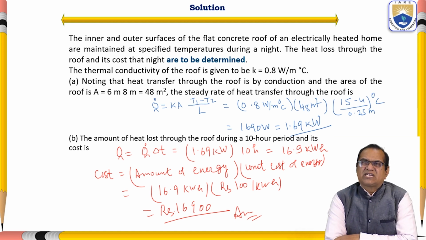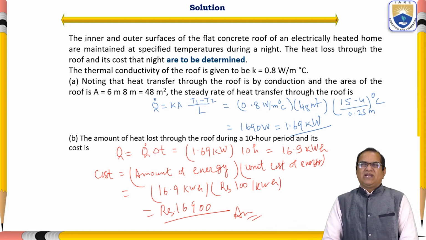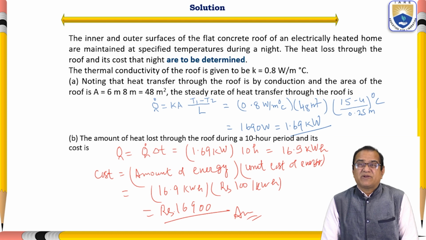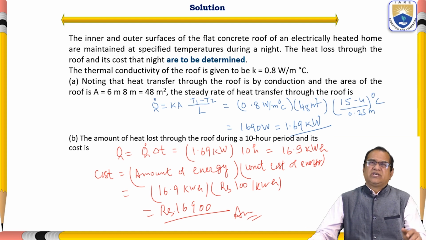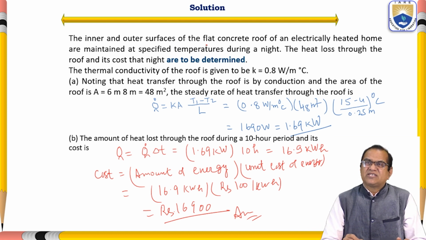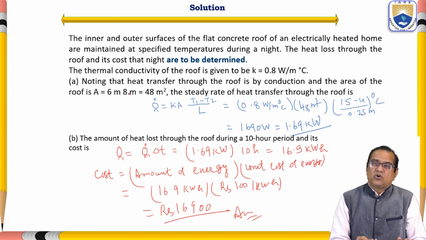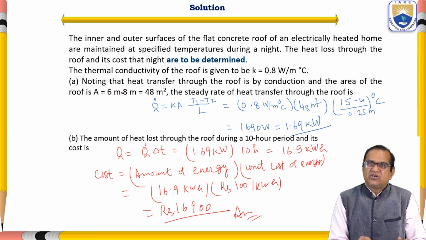The thermal conductivity k of the roof is given as 0.8 watt per meter degree centigrade. So we will first find the heat transfer rate, that is Q dot, noting that heat transfer through the roof is by conduction and the area of the roof is A equal to 6 meter into 8 meter, that is 48 meter square.